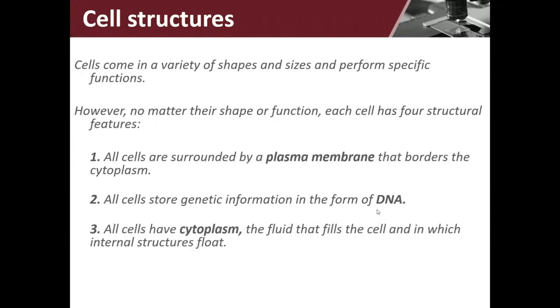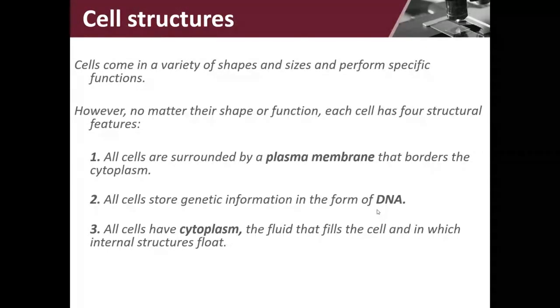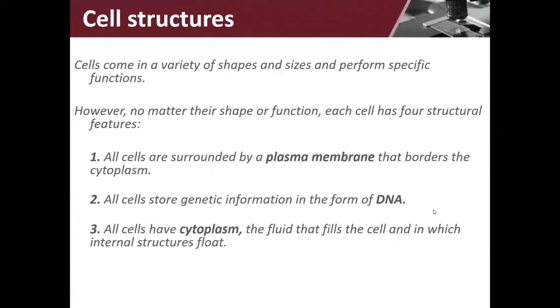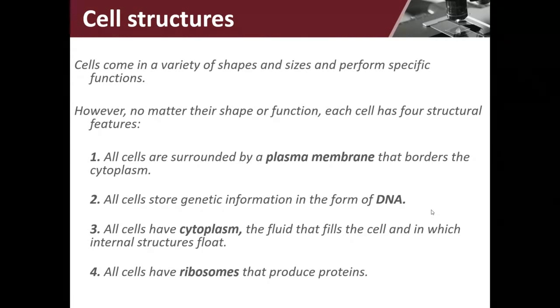All cells also have cytoplasm. That's the fluid that fills up inside the membrane, in which structures will float. It could be DNA floating, or other structures that are in a cell. And then the last thing that cells have for sure are ribosomes. Ribosomes are small structures within the cell that build the proteins. We have the information to build the proteins in the DNA, and then we use that information at the ribosomes to build proteins.